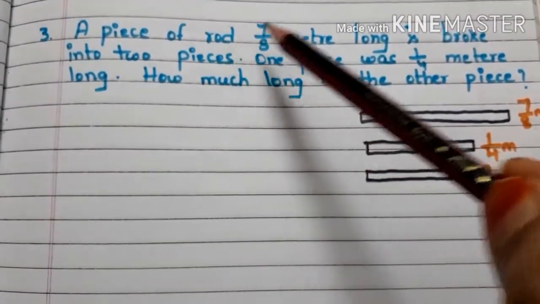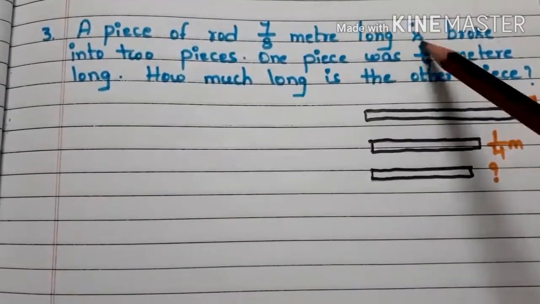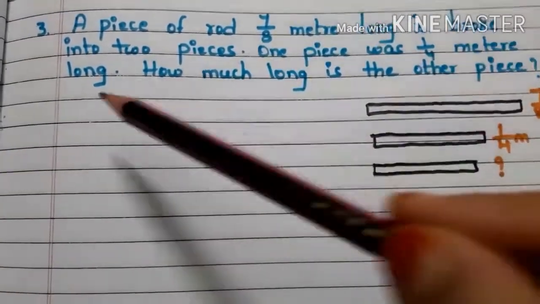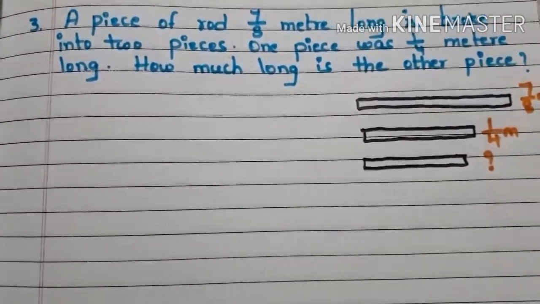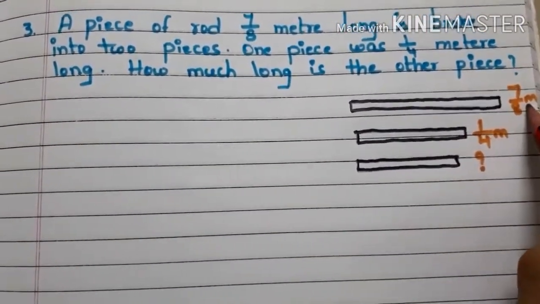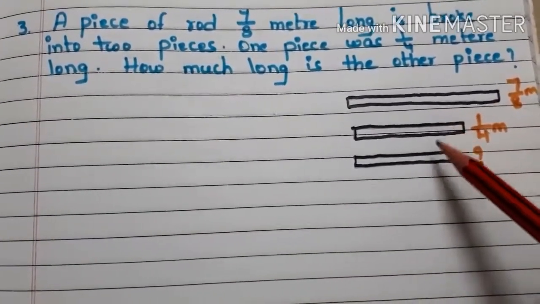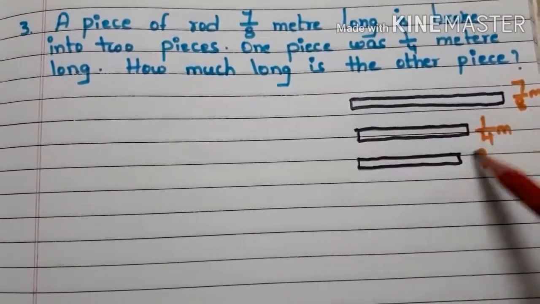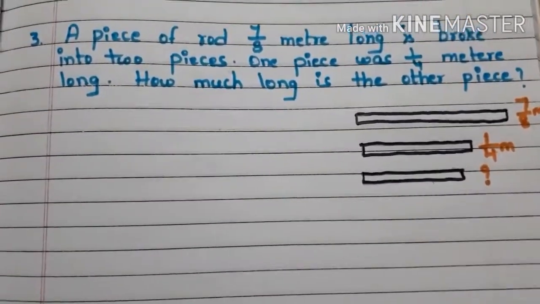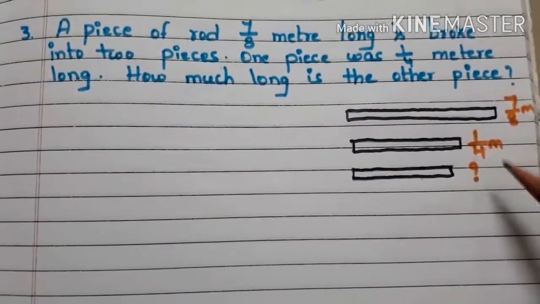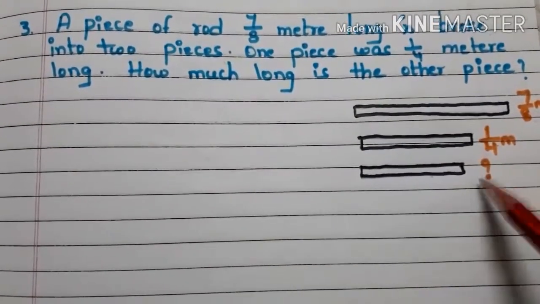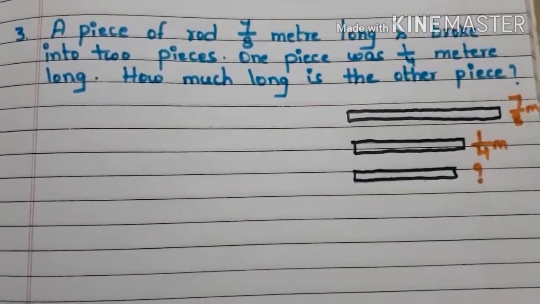A piece of rod 7 by 8 meter long is broken into two pieces. One piece was 1 by 4 meter long. How much long is the other piece? See, imagine this is a metal rod of length 7 by 8 meters and it was broken into two pieces. First piece length is 1 by 4 meters. And what about the second piece length? That we have to find out. If we subtract the first piece length from the total length, we will get the second piece length, right? Let us solve the problem.